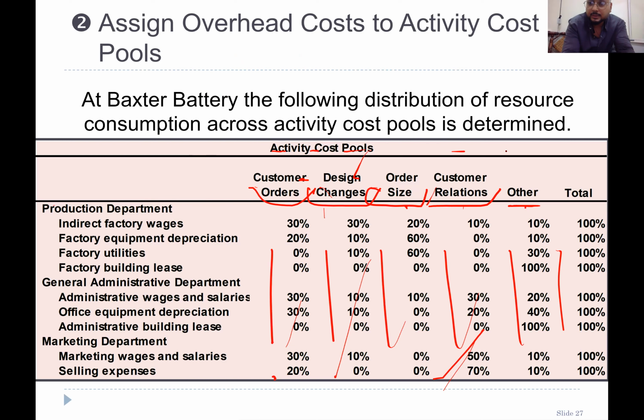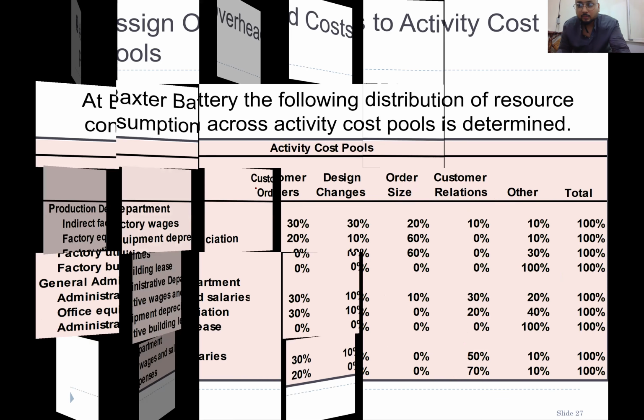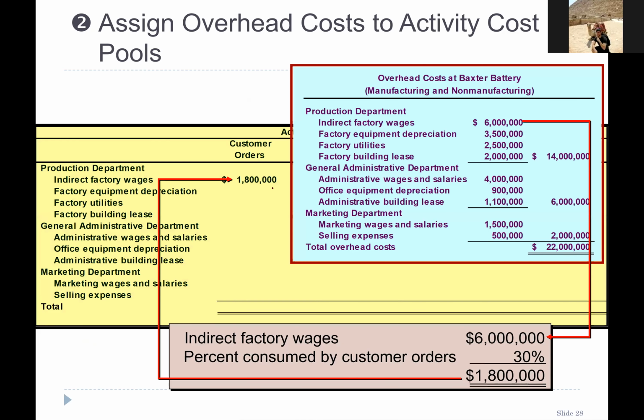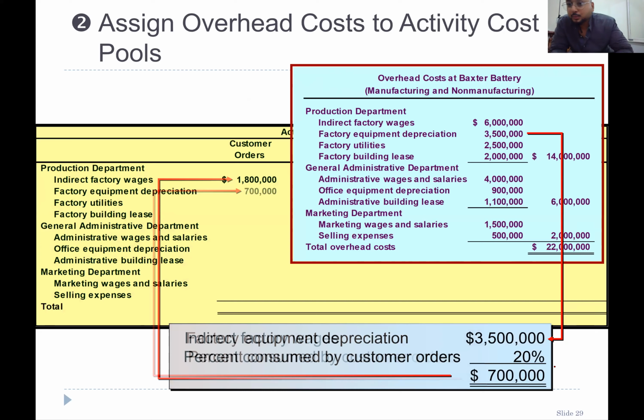So these are the cost pools. You divide each activity into 5 different activities, and then you just multiply it with the numbers. So if you see that 30% of indirect factory wage applicable to customer orders is 1.8 million, which means 6 million multiplied by 30% here. So you just fill out the numbers, that's it, to find out cost pools.